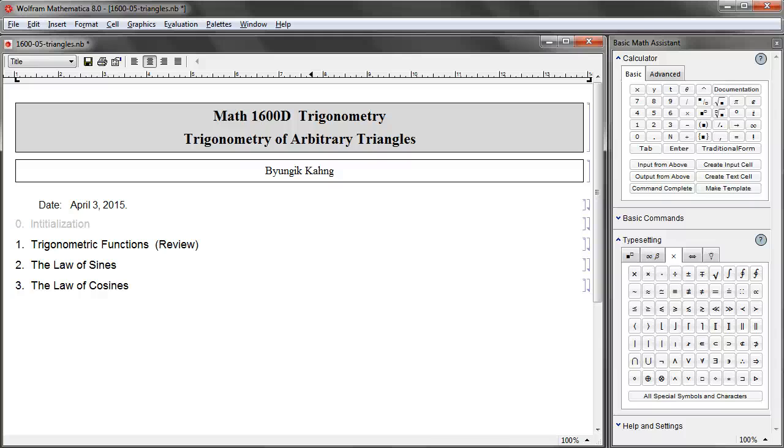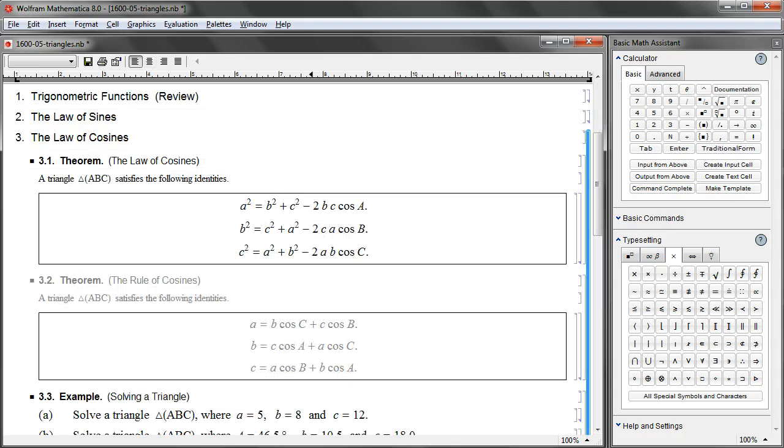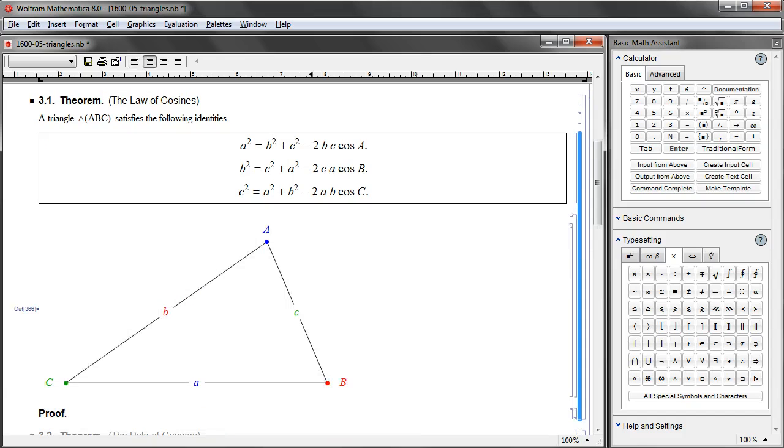Welcome back, students. Now let's move on to the law of cosines. The law of cosines looks like this. Given triangle A, B, and C, that's an arbitrary triangle. It could be obtuse, it could be acute, it could be anything.